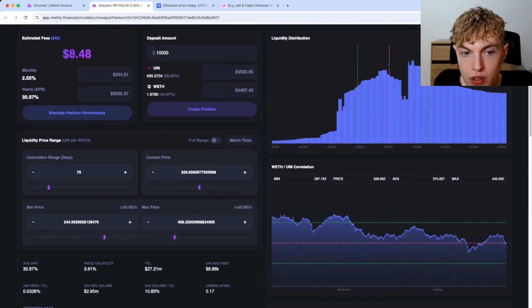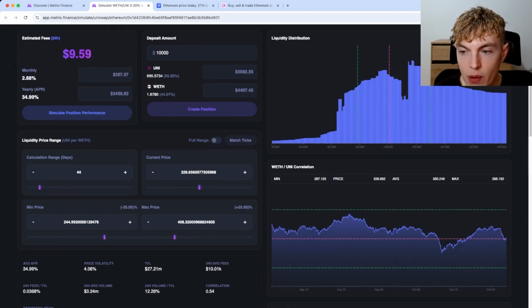Now I'm going to look at the pool in the past 100 days to get some more data. Now I'm going to look at it a bit closer.